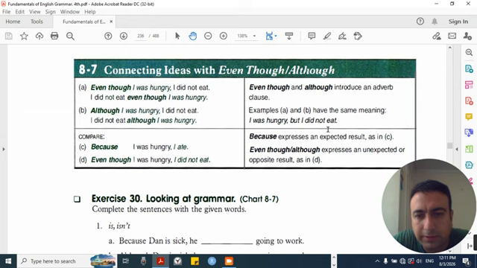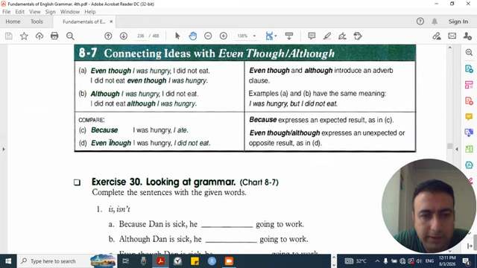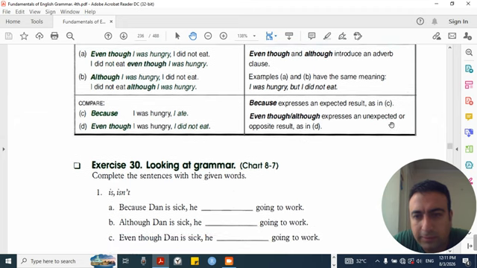I was hungry, but I did not eat. Compare. C. Because I was hungry, I ate. D. Even though I was hungry, I did not eat. Because expresses an expected result, as in C. Even though and although express an unexpected or opposite result, as in D.